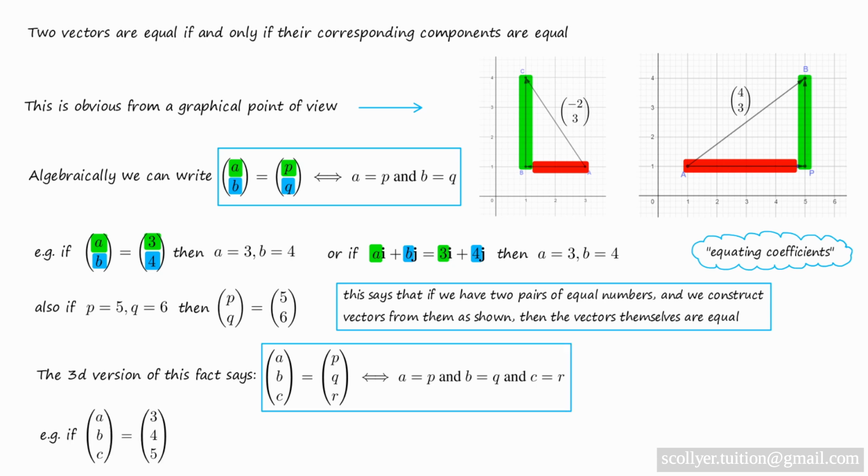And so, for example, if the vector (a, b, c) equals the vector (3, 4, 5), then a equals 3, b equals 4, c equals 5. Or alternatively, if ai plus bj plus ck equals 3i plus 4j plus 5k, then a equals 3, b equals 4, c equals 5.